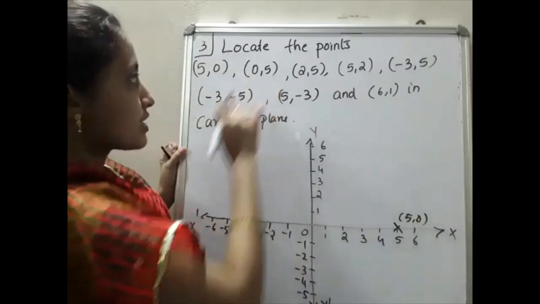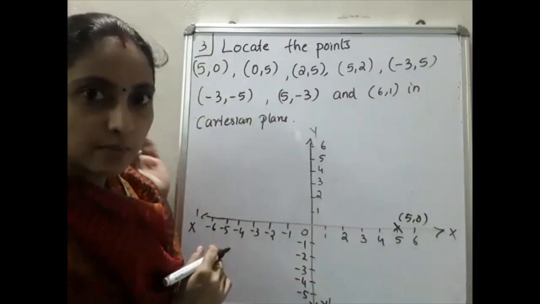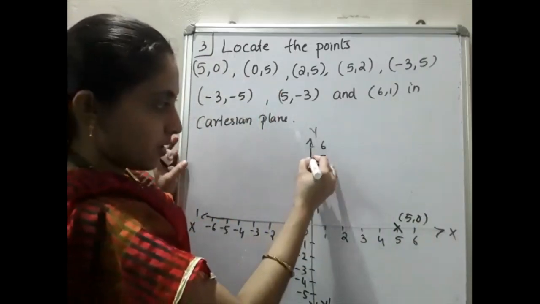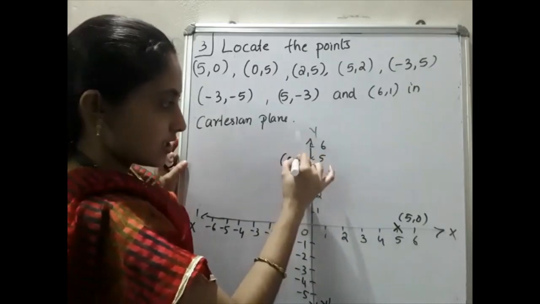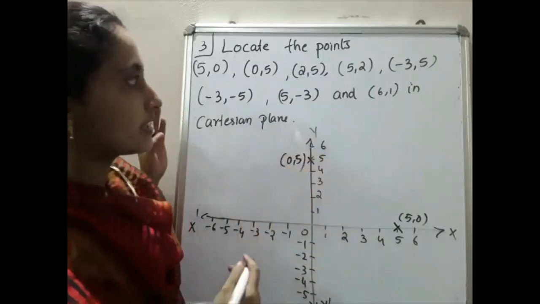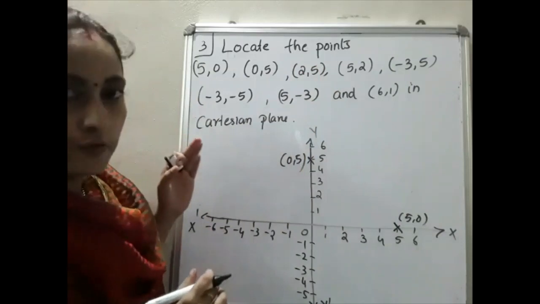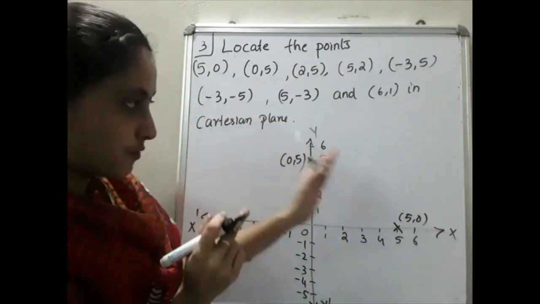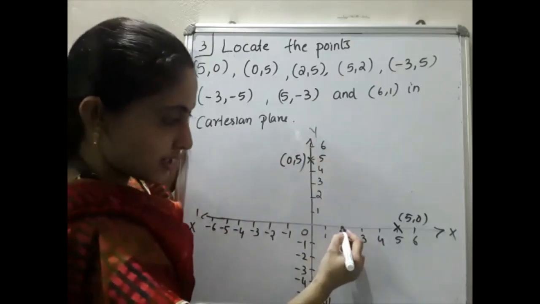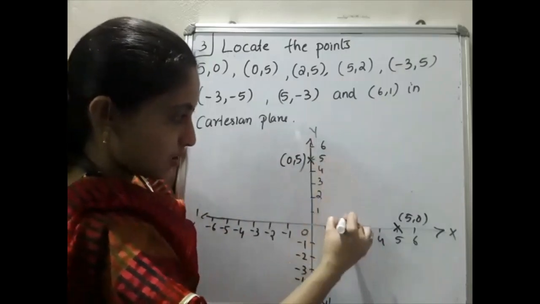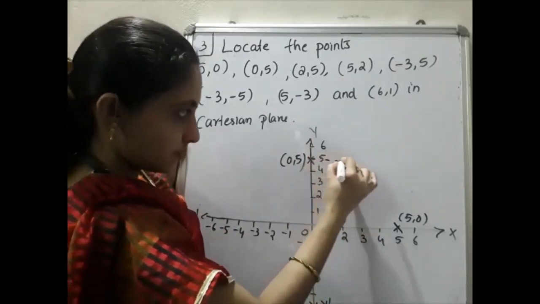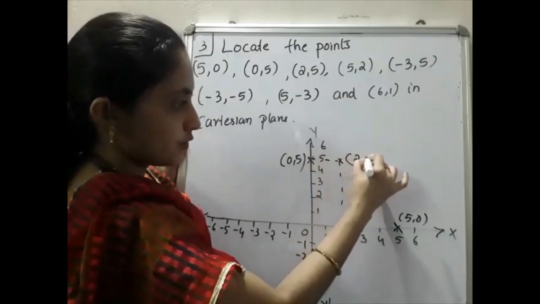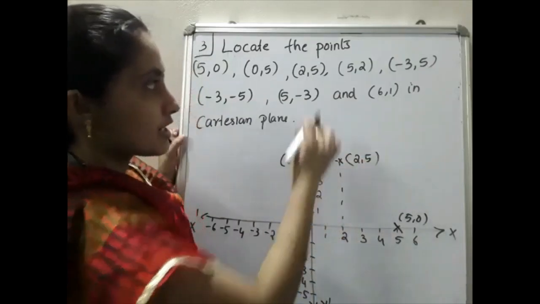Okay, and next one is (0, 5). (0, 5) means what? The point on the y-axis. So this point. So that represents (0, 5). Okay, and the next one is (2, 5). (2, 5) means what? Both are positive. Positive means which quadrant? First quadrant. So 2 represents here, 5 represents here. So this point is (2, 5).